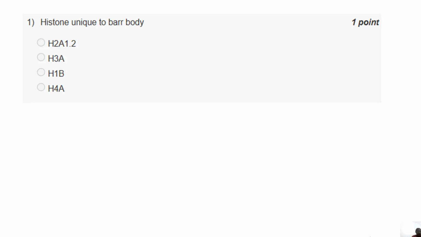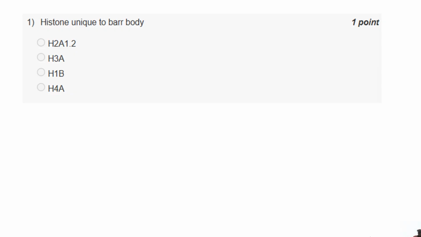Now, what is the need for a bar body? It is to regulate the amount of X gene product, that is dosage compensation. In the sex determination mechanism, females have XX chromosomes while males just have one X. To compensate for this, one of the X chromosomes is inactive in females. X chromosome inactivation is random, occurs early in embryonic life and remains fixed.